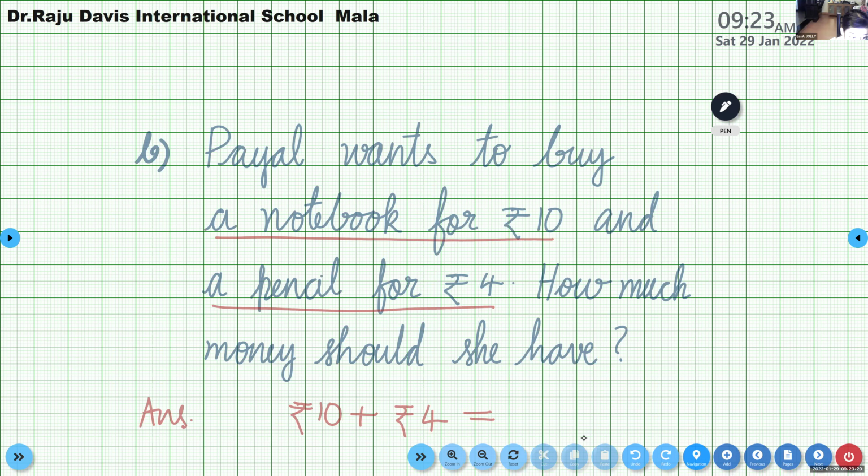Ma'am, in the max, just Esa got full marks. Very good. Many students got full marks. Good, very good. Congratulations, those who got full marks. Okay, Payal wants to buy a notebook for rupees 10 and a pencil for rupees 4. How much money should she have? Rupees 10 plus rupees 4 is equal to rupees 14. Complete the question and answer. Then you can close your notebook. We will move to the workbook.